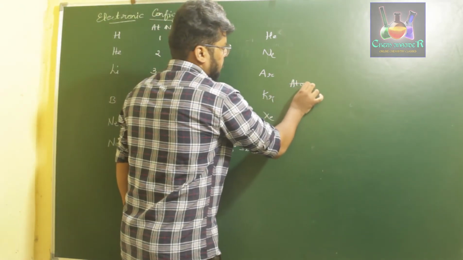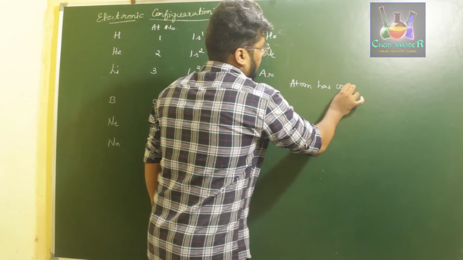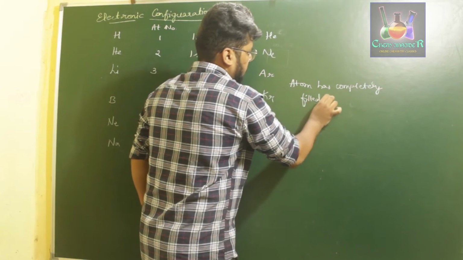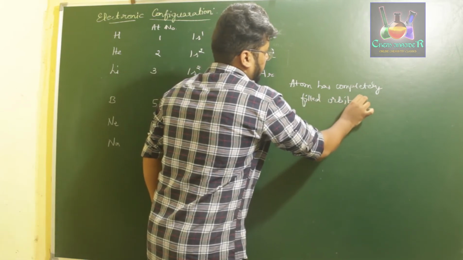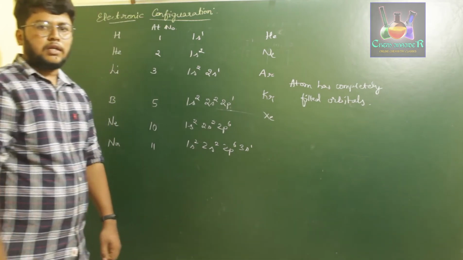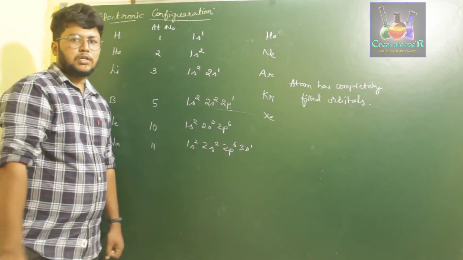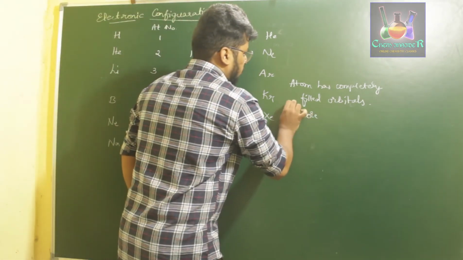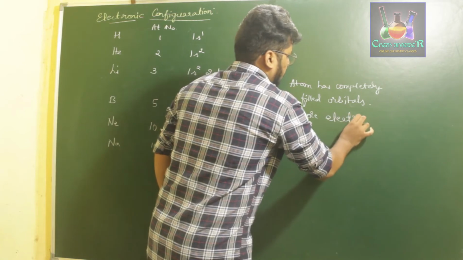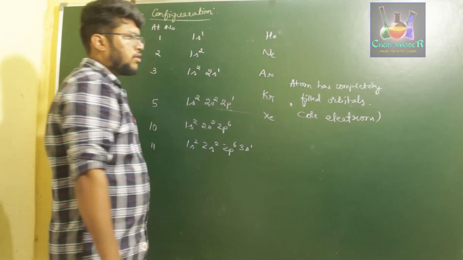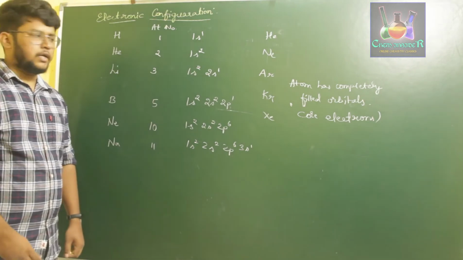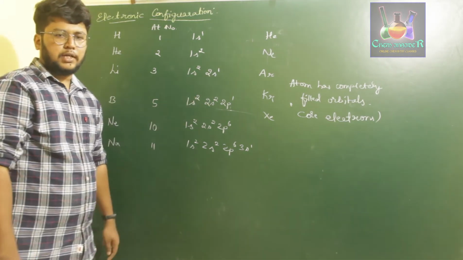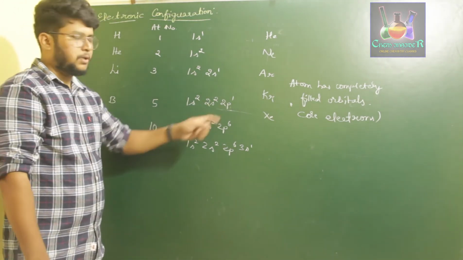So if an atom has completely filled orbitals, then the electrons present in those orbitals are called core electrons. And if the electrons present in the orbital are not completely filled, let us for example consider lithium. It has an unfilled s orbital. Similarly, boron has an unfilled p orbital.